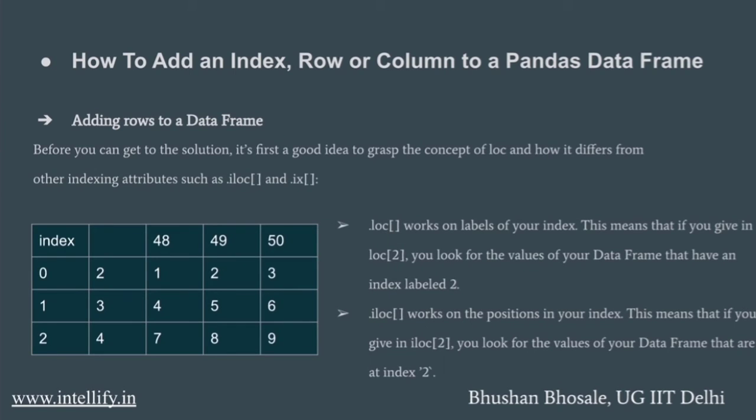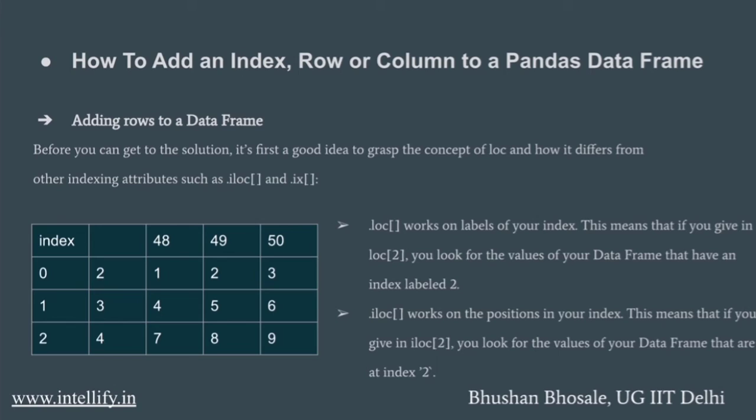Now before we start anything, it's a good idea to grasp the concept of loc and how it differs from other indexing attributes such as iloc and ix. After we execute the first line of code, the following table will be formed. We skipped the part of loc and iloc in the previous part, so I will discuss loc and iloc clearly here. Now, loc works on labels for your index. This means that if you give in loc[2], you look for the values of your data frame that have an index labeled 2. So it will show the row of index 2 which was given by the user.